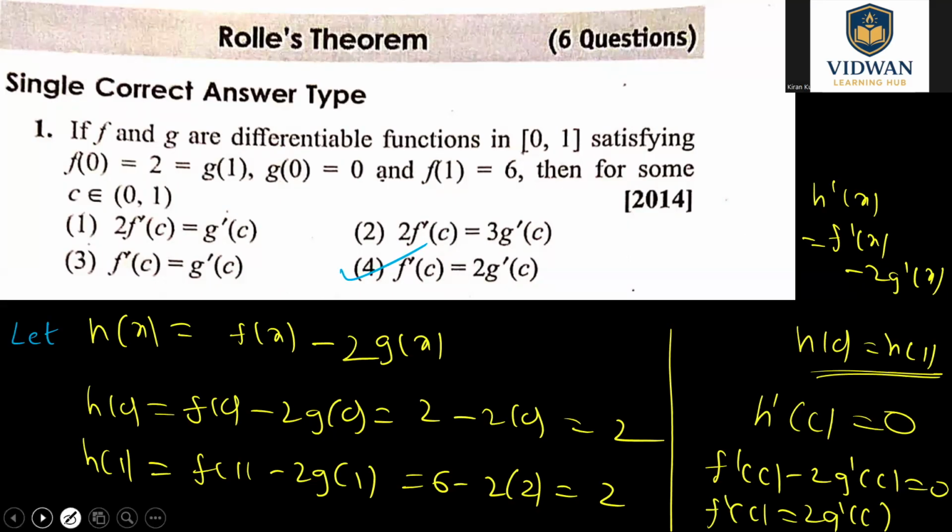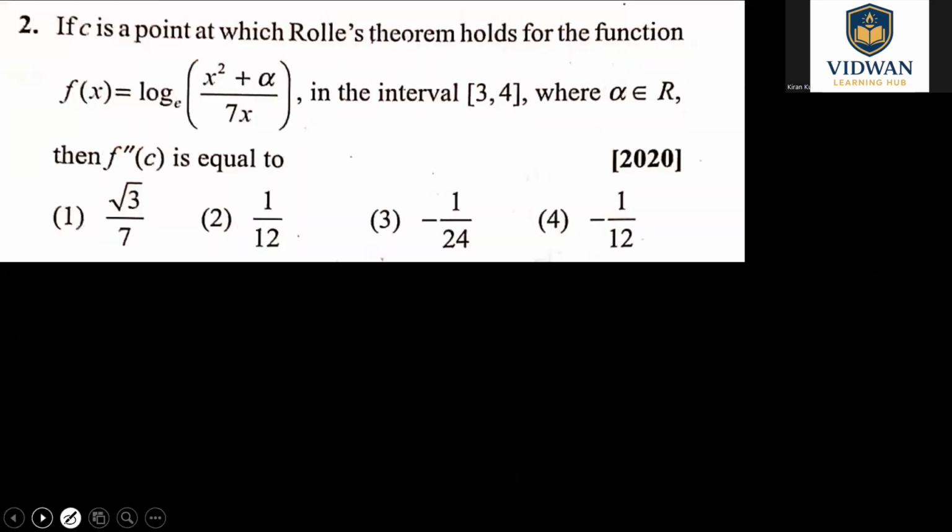We'll move on to the next question. So c is the point at which Rolle's theorem holds for the function in 3 to 4. What is f double dash of c? So you can just find f dash of c and equate with 0 because it satisfies Rolle's theorem. This will help you in finding c. And that c should belong to the interval in which it satisfies Rolle's theorem. So we have to, of course, find c within that only. So what is f dash of c?